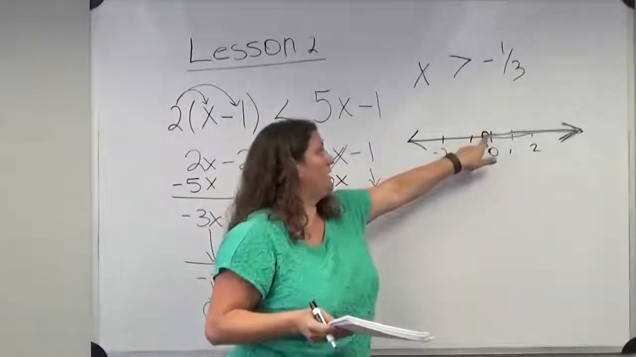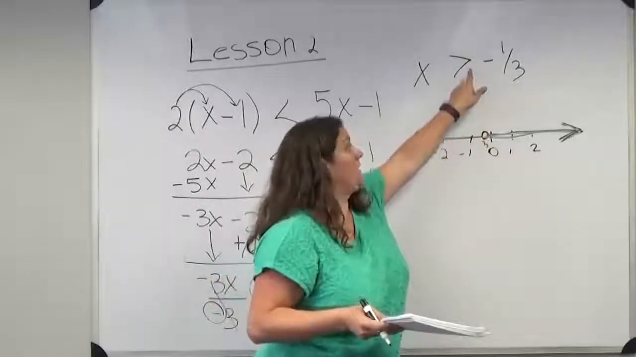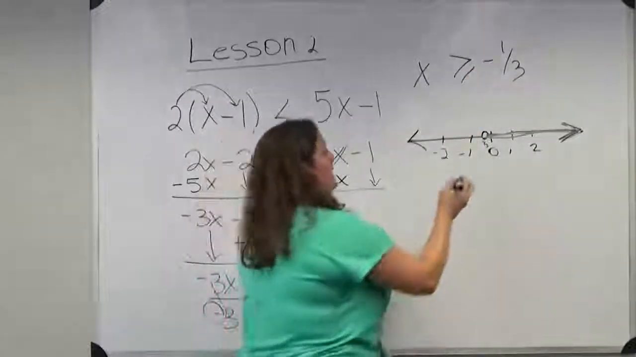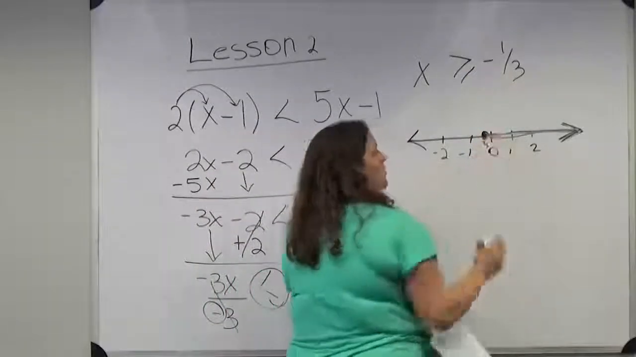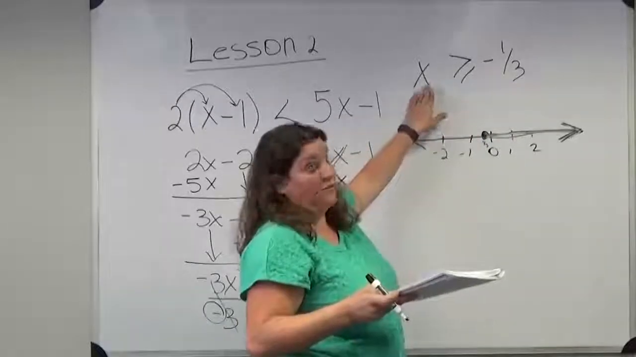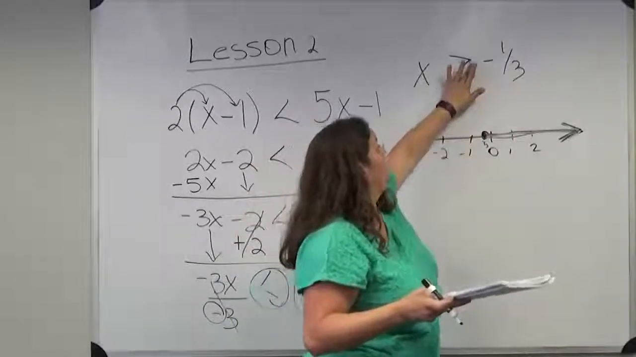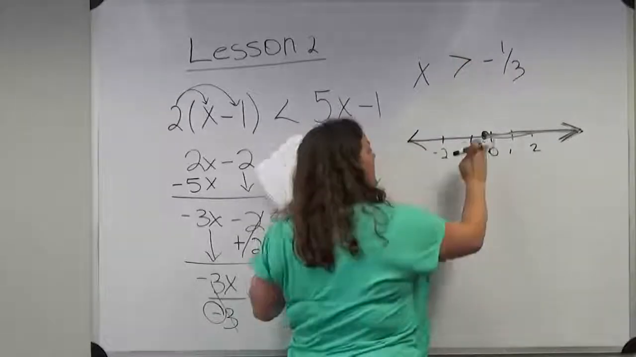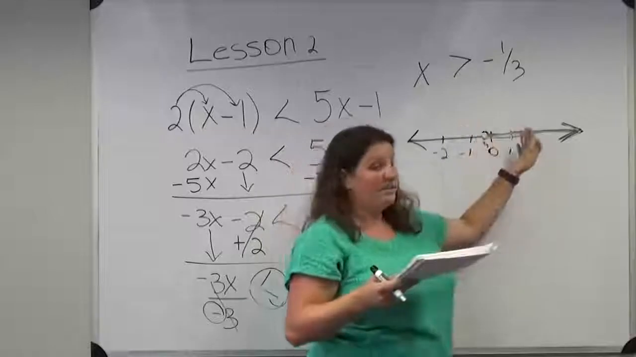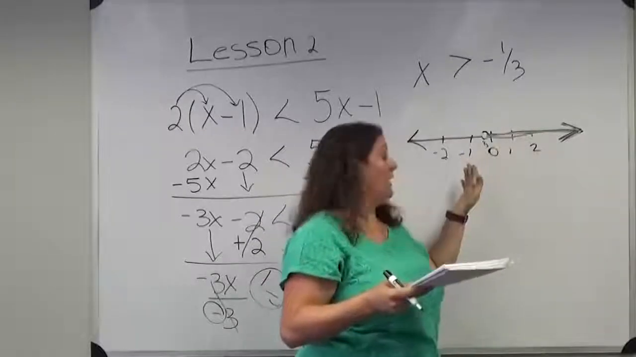Now your circle here is an open circle because it's greater than. If this was greater than or equal to, this circle would be filled in. That shows that you're including the negative 1/3 as a potential value for x. But because it was not equal to, it's an open circle, which says anything greater than negative 1/3, but not including negative 1/3.